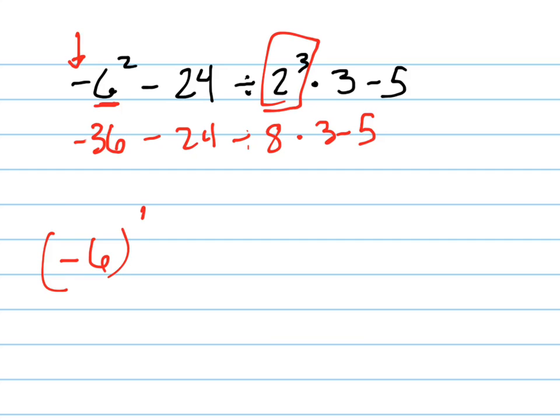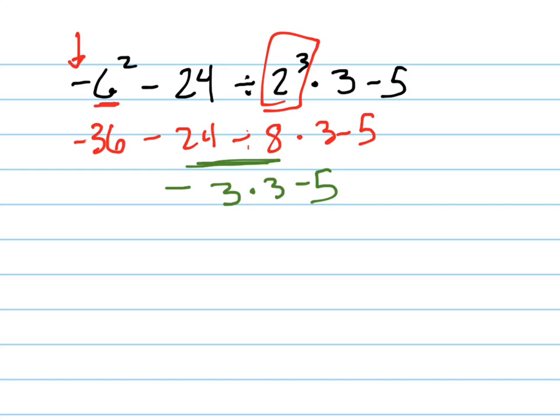This is different than this. Those are 2 different things. This is positive 36, this is negative 36. So that's the mistake most people make. Now, from left to right, multiply and divide. What's 24 divided by 8? 3. Times 3 minus 5.